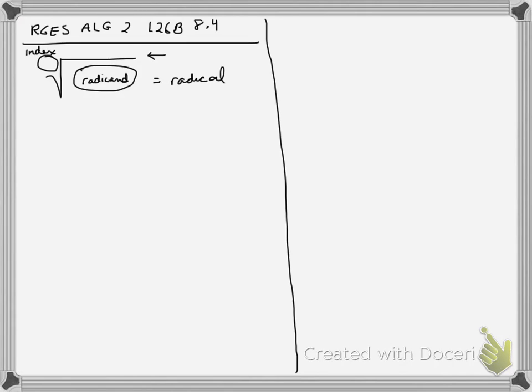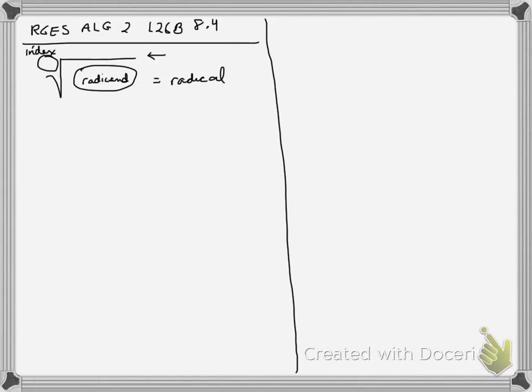Or if it's left blank, it's 2. It's implied that it's 2, the square root. Your answer will be positive. We call that the principal square root, unless it's indicated before the radical sign that you want it negative.